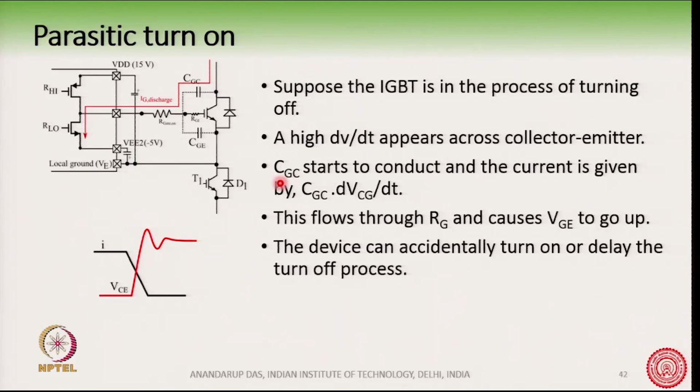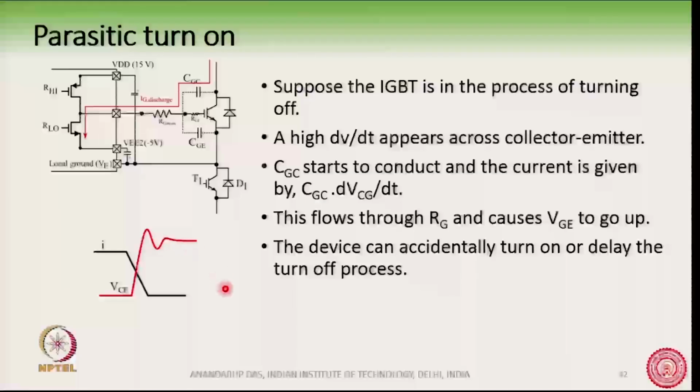So, when the device is in the process of turning off, where we are reducing the value of VGE, now we are getting a situation where, because of this parasitic, the gate emitter voltage is actually rising up. So, it can have two impacts: it can delay the turn off process, or it can even accidentally turn on a device which has been almost on the verge of turning off. Okay. So, this is also a very important effect, okay, and has to be taken care of.